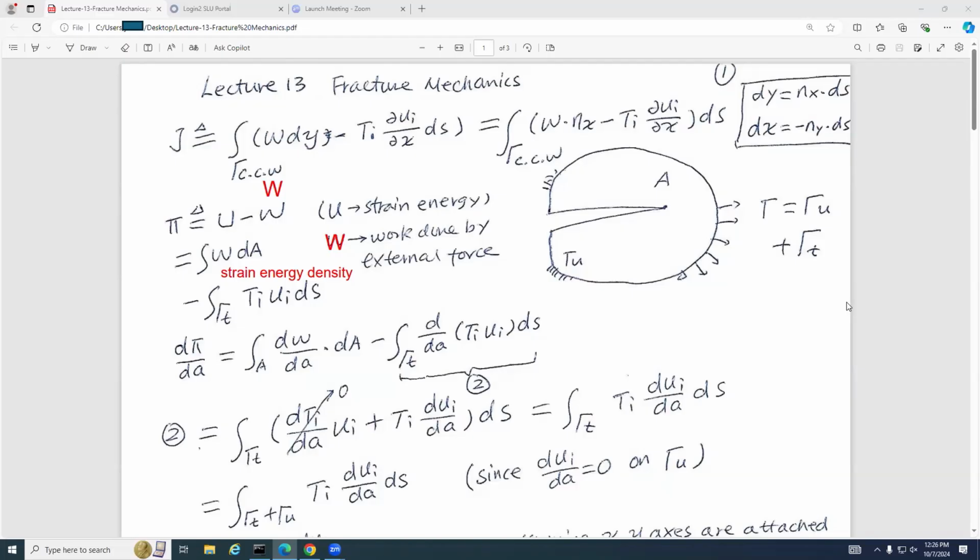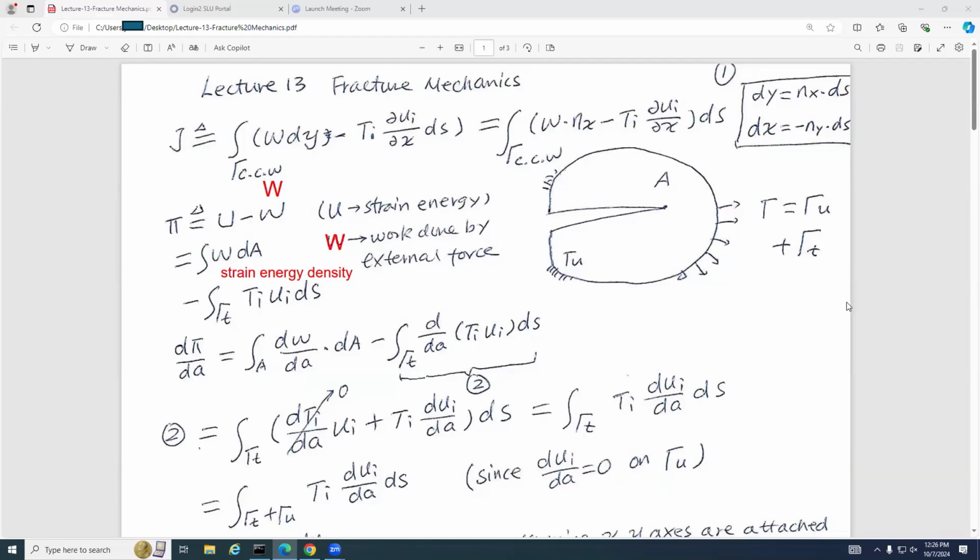Now this is ds. So dTi/dA equals 0. Why does this equal 0, guys? Because the traction does not change with the crack length. Write it down, otherwise you might be confused. Why does dTi/dA equal 0? Because Ti is a value, independent of A. As a result, this goes to 0, and this goes to 0.